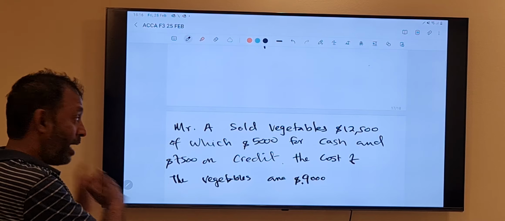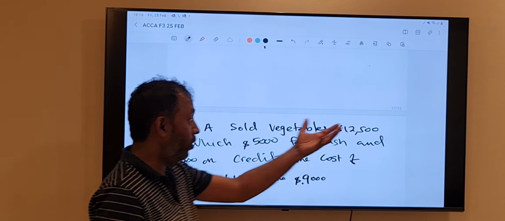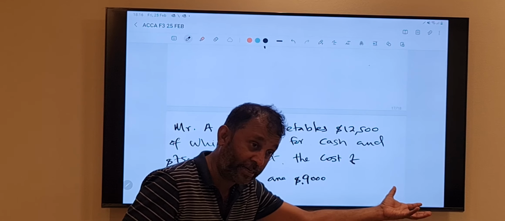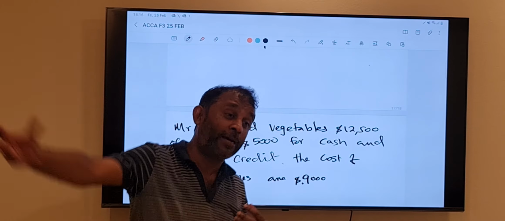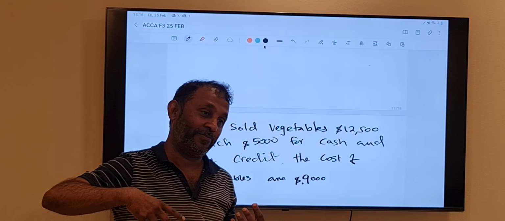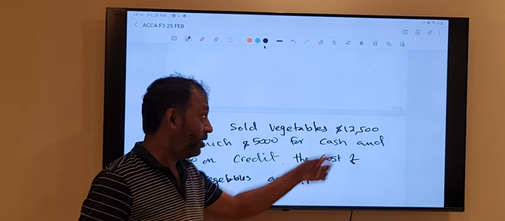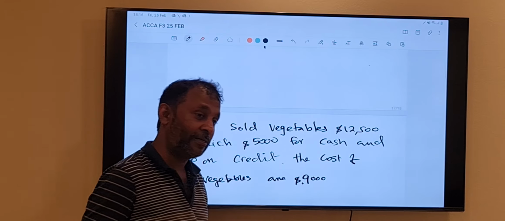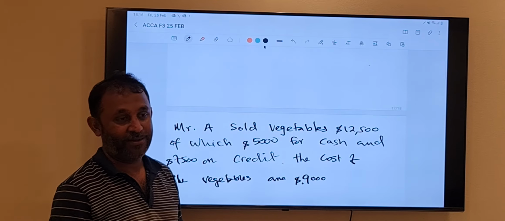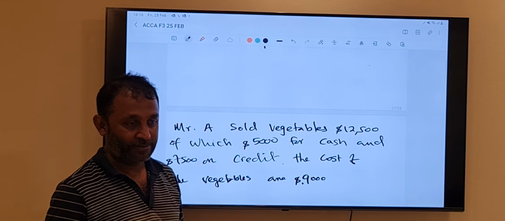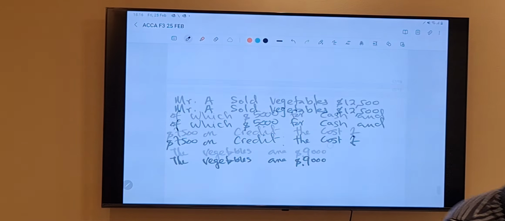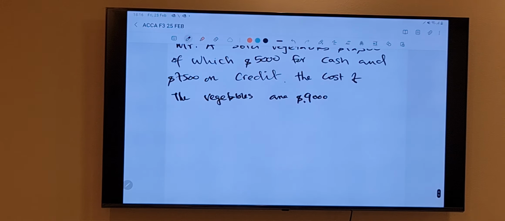The other story is, now I have sold for 12,500. But for how much did I purchase this? 9,000. So the difference between these two is what? Profit. Yes. Now what we need to do, we need to calculate the profit or loss.